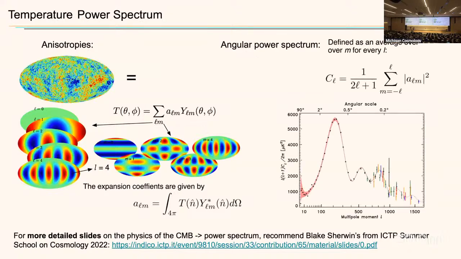So we can write down the angular power spectrum. You see this expression that is defined as an average over m for every L in terms of the expansion coefficients. And this returns to us our power spectrum.